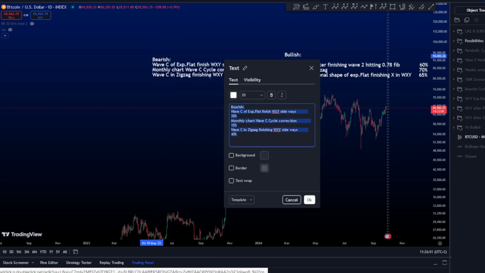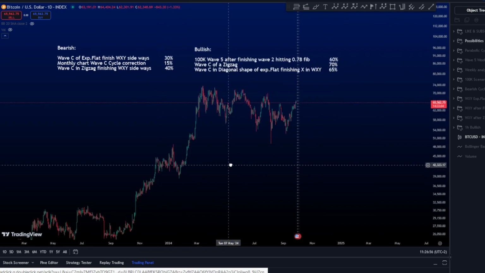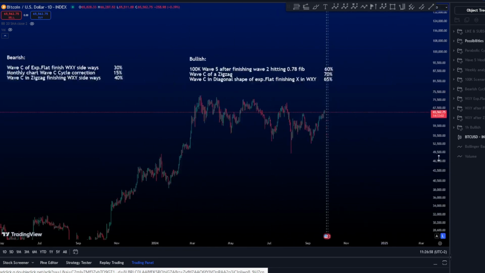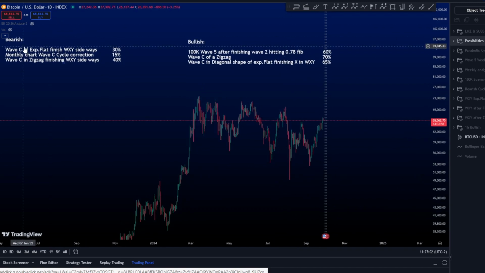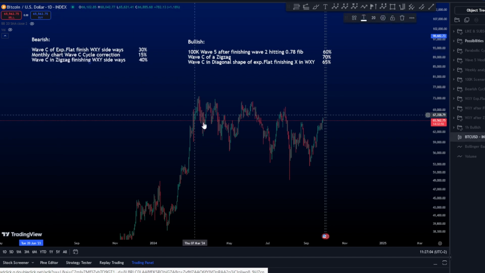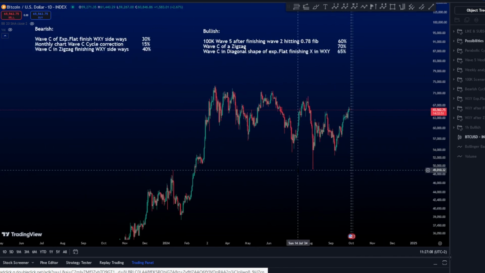Before going into the new scenarios, I just want to mention, of course, a little bit about the other ones. So let's start with the bearish scenario and the possibilities to go very down with a wave C, a massive wave C on the monthly chart that we saw.